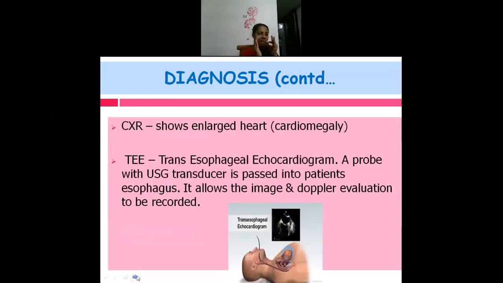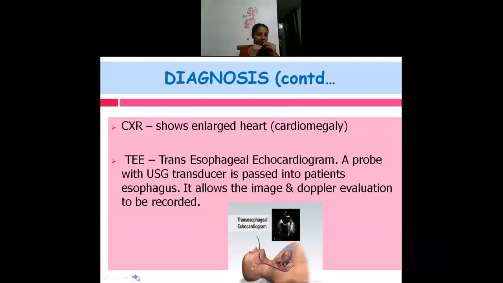Next one is transesophageal echocardiogram. In this procedure, a small probe with an ultrasound transducer will be inserted into the esophagus of the person, and later they will take the images. That will be recorded later. That is called transesophageal echocardiogram. You know what an echocardiogram is? Echocardiogram is nothing but ultrasound, isn't it? So here you are doing the ultrasound, but it is the ultrasound of your heart.